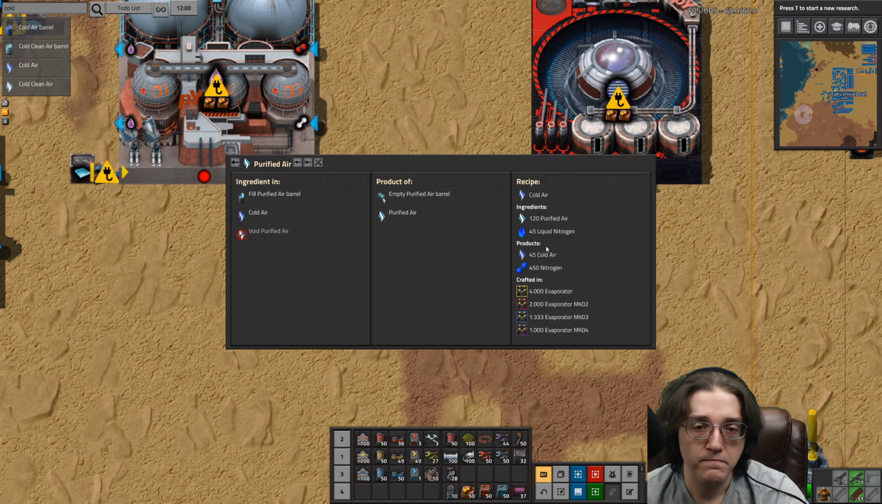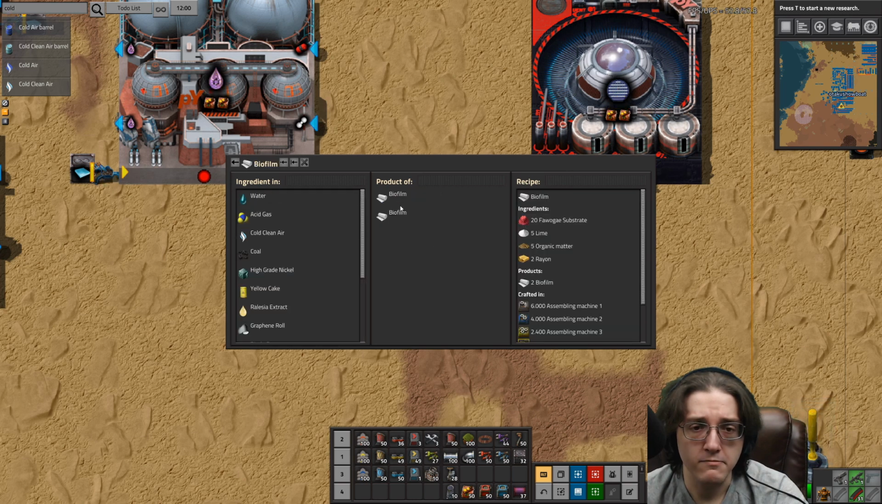Liquid nitrogen, spending some gasoline there for the liquid nitrogen to get into your cold air, your cold clean air is biofilm. Biofilm, of course, you'll get through organic matter, lime, and Golgi substrate and rayon. We've sort of already talked about this in previous videos. This is the way, initially, that you will get your biofilm.